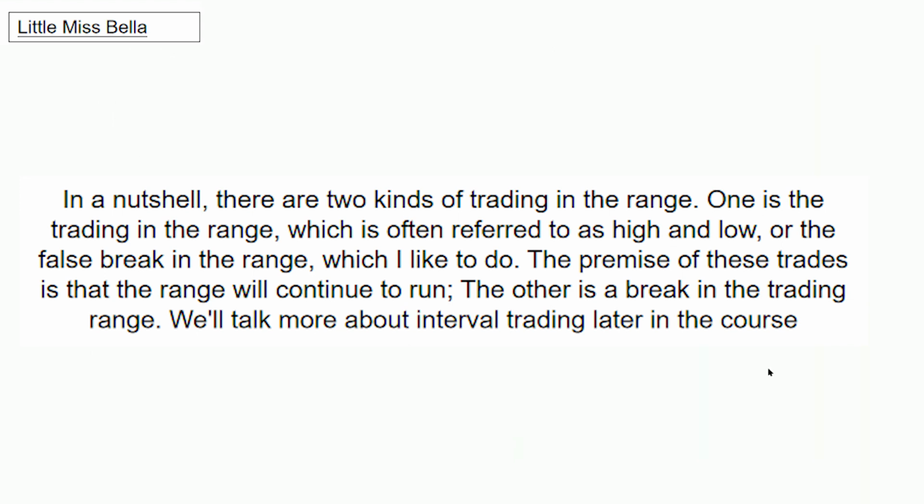So what we've seen in the previous cases is basically how do you participate in a range, and in a nutshell there are two kinds of trading in a range. One is trading in a range, which is what we call high above low, or I like to do a false break in a range, which is to do the reverse when the break fails and the price comes back into the range. These trades are based on the assumption that the range is going to run, and that means you're going to trade within the range.